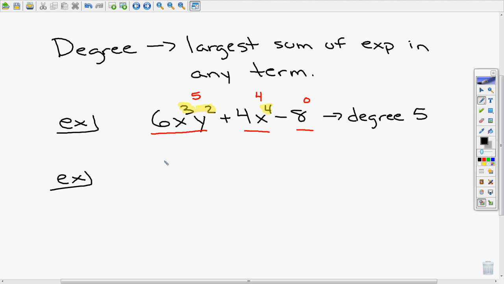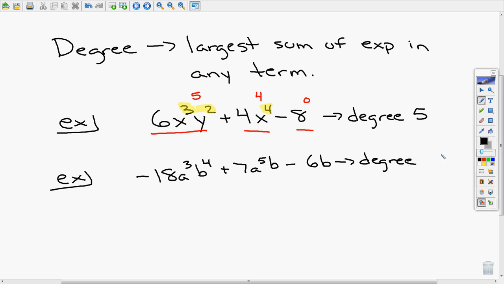Okay, here's one more example that we can do. Negative 18, a to the third, b to the fourth, plus 7, a to the fifth, b, minus 6b. Let's look at that one and see if we can figure out the degree of this polynomial. Well, again, we look at the exponents, and we've got the 3 and the 4, so together that will give us a 7 for the degree of that one.